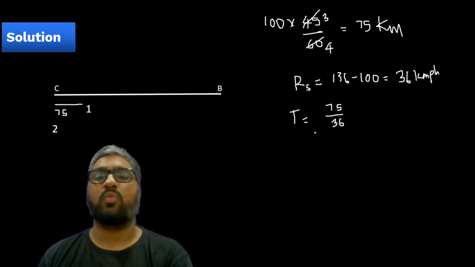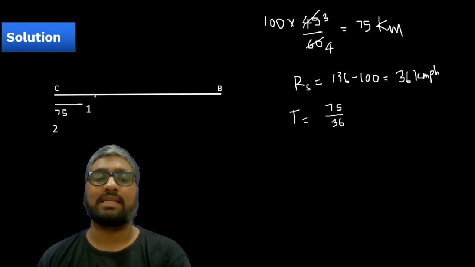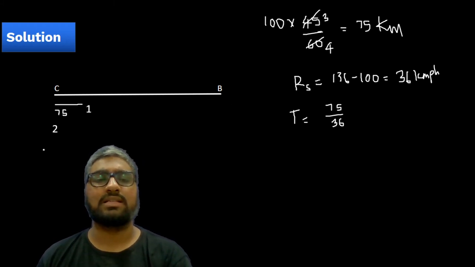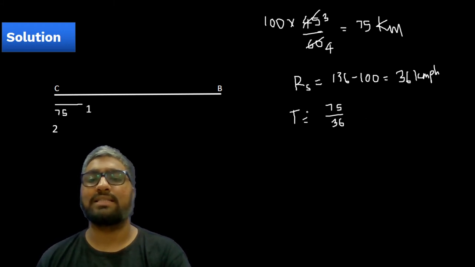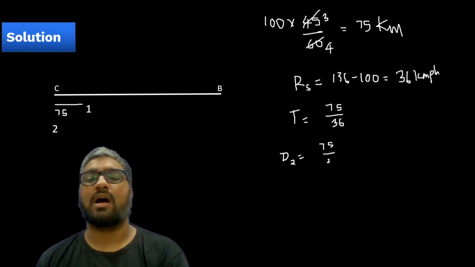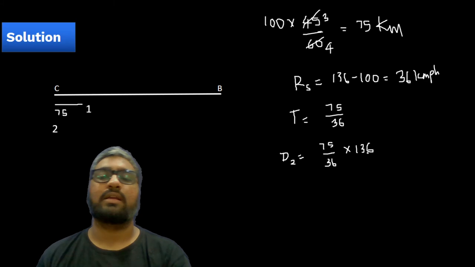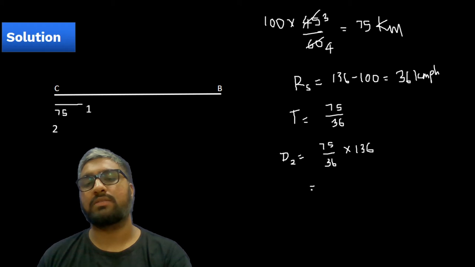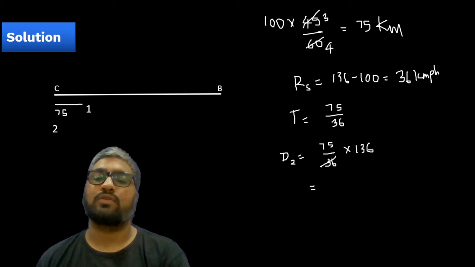We have to find out how far they are from Chennai, right? I can clearly depend upon the distance covered by the second train. So I'm going to use this time taken by them. The distance covered by the second train would be how much? 75 by 36 hours into 136 kilometers per hour. If I were to calculate this, what would happen?